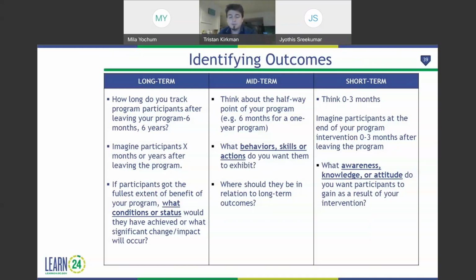For the short term, a general rule is 0 to 3 months, and this is participants at the very end of your program. So what awareness, knowledge, or attitude do you want participants to gain as a result of your program and intervention?